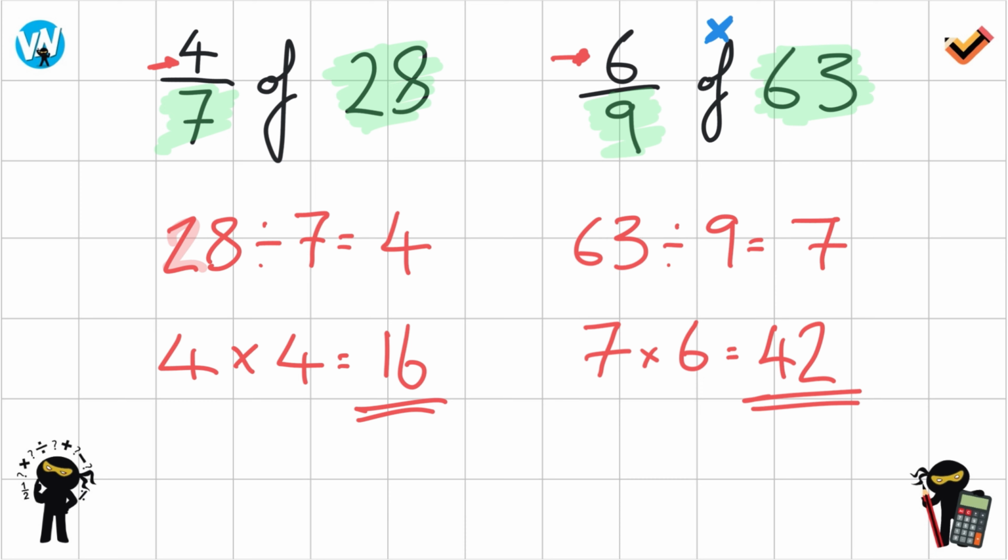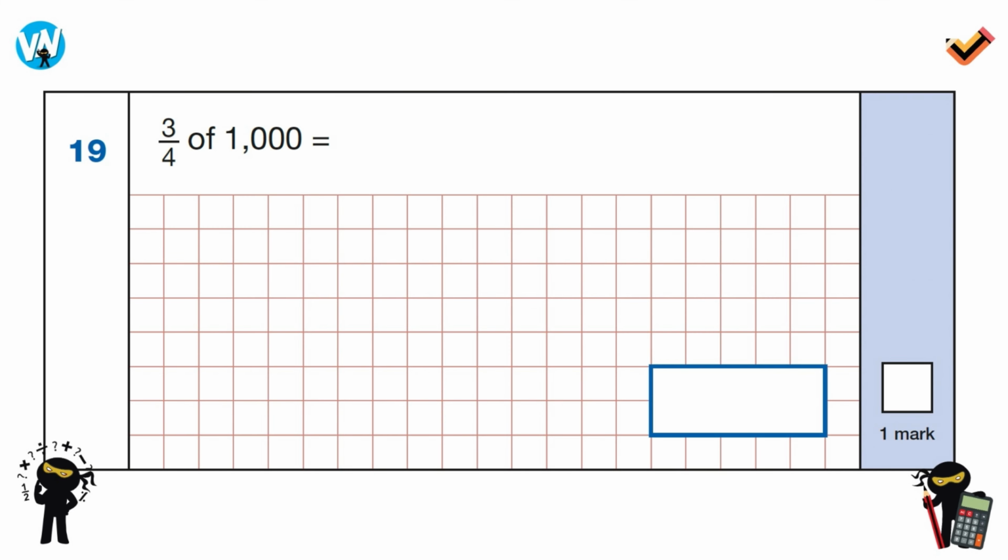So we can solve these problems really quickly and really effectively by dividing by the bottom, timesing by the top. And if we do get this multiply symbol, we just know that that means of. And again, here are some SATs questions for us to look at. Now, this is a relatively simple question, and really we should be able to find 3/4 without much effort.